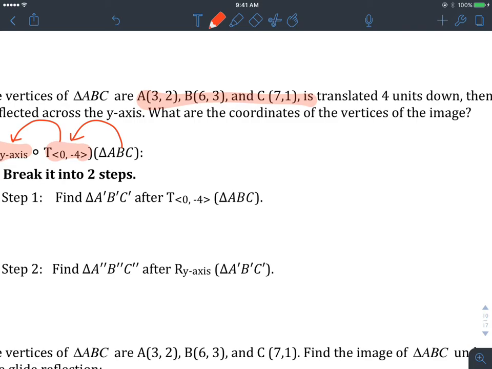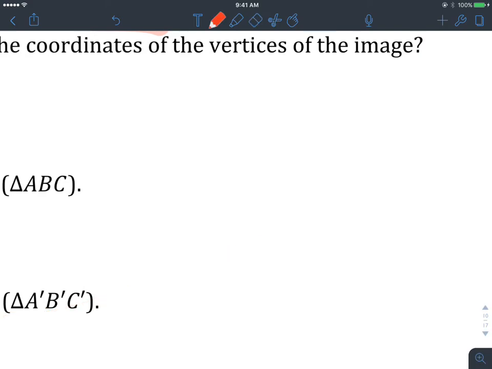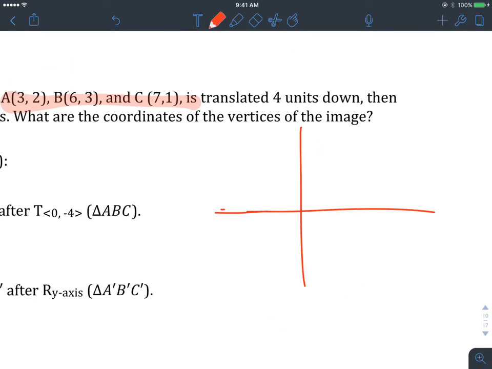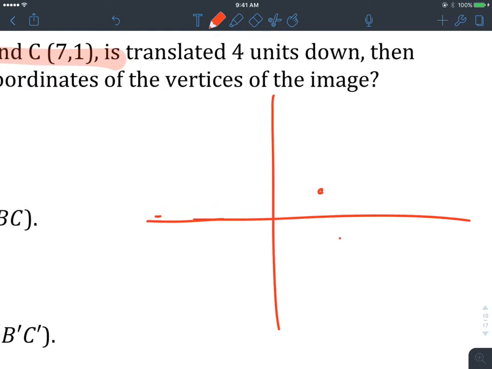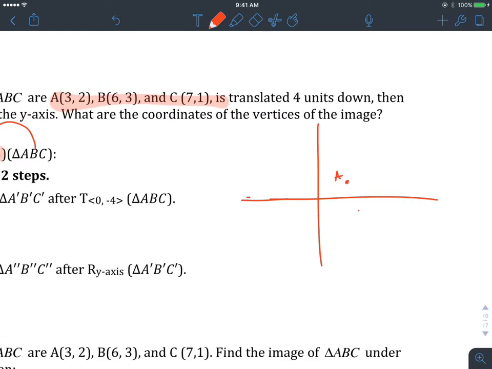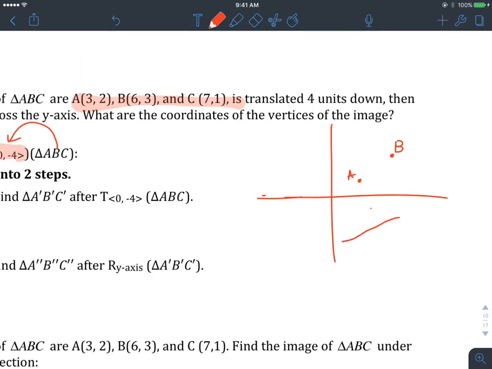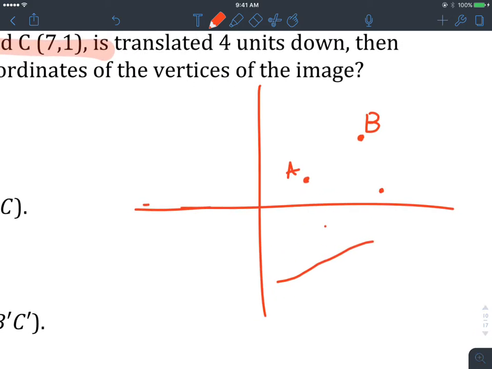They didn't give us a graph. We can sketch it if that helps us. I'm going to draw a rough sketch. This isn't going to look very pretty, but just to get an idea. A is at (3, 2), B is a little bit right and higher, and then C is just a hair to the right but lower. There's your triangle ABC.